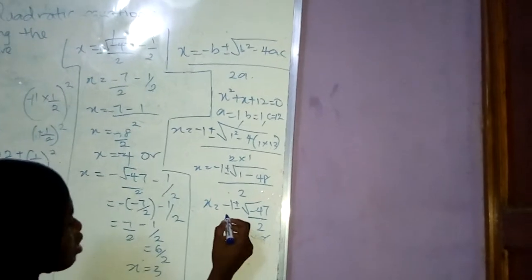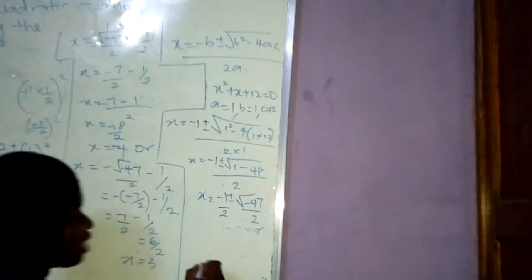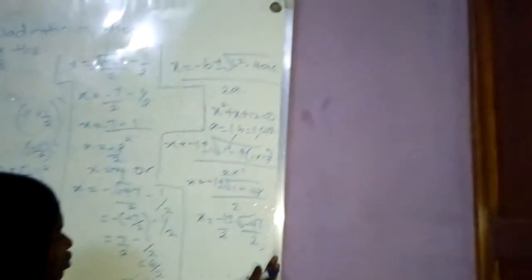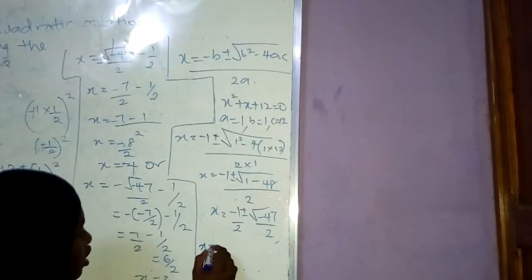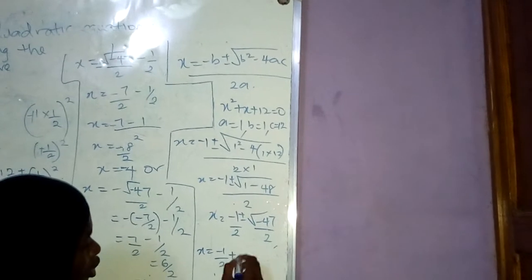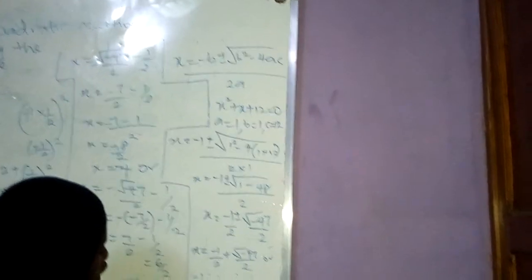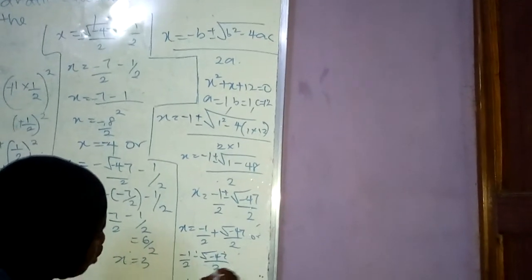Now we'll use plus or minus. The over 2 is going to carry over because they're all together. Something like LCM: 1 plus 1 over 2 can be 1 over 2 plus 1 over 2, so you can get the same value. So now x is equal to minus 1 over 2 plus 47 over 2, or minus 1 over 2 minus 47 over 2.